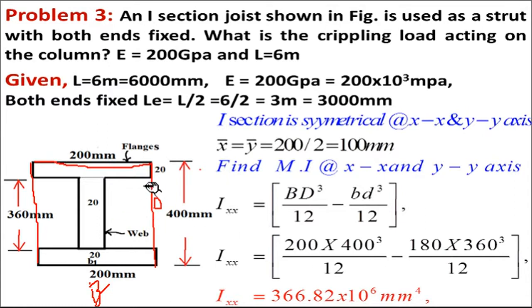Small b means what? Now this part is not part of I section because it is removed, empty portion. It is not a section, I section. So this part you have to remove. Its total width is 200.